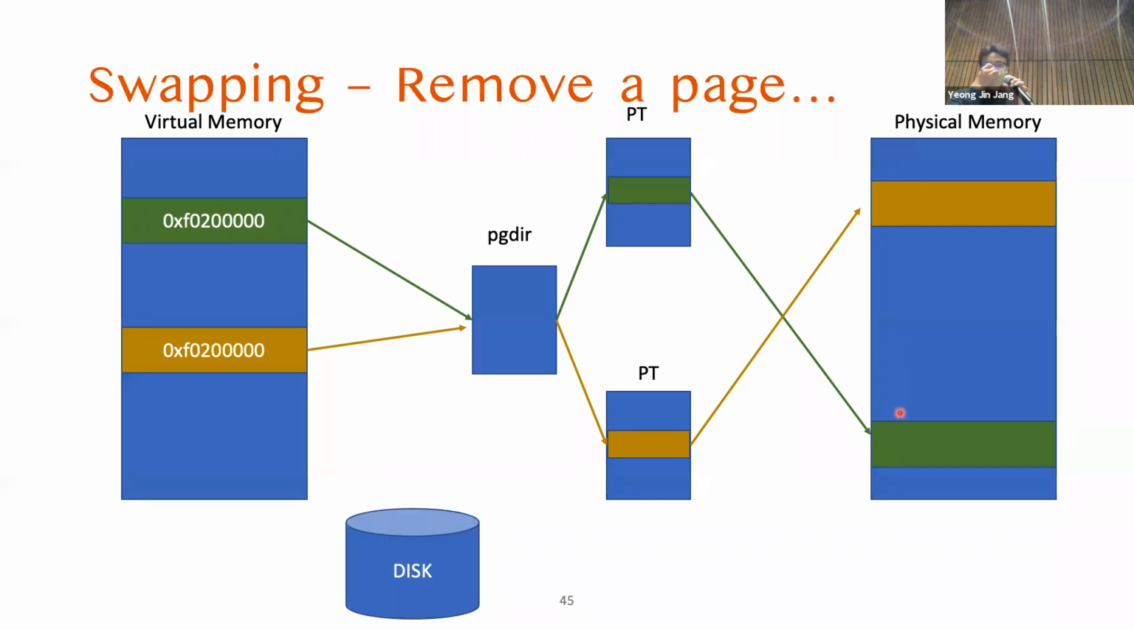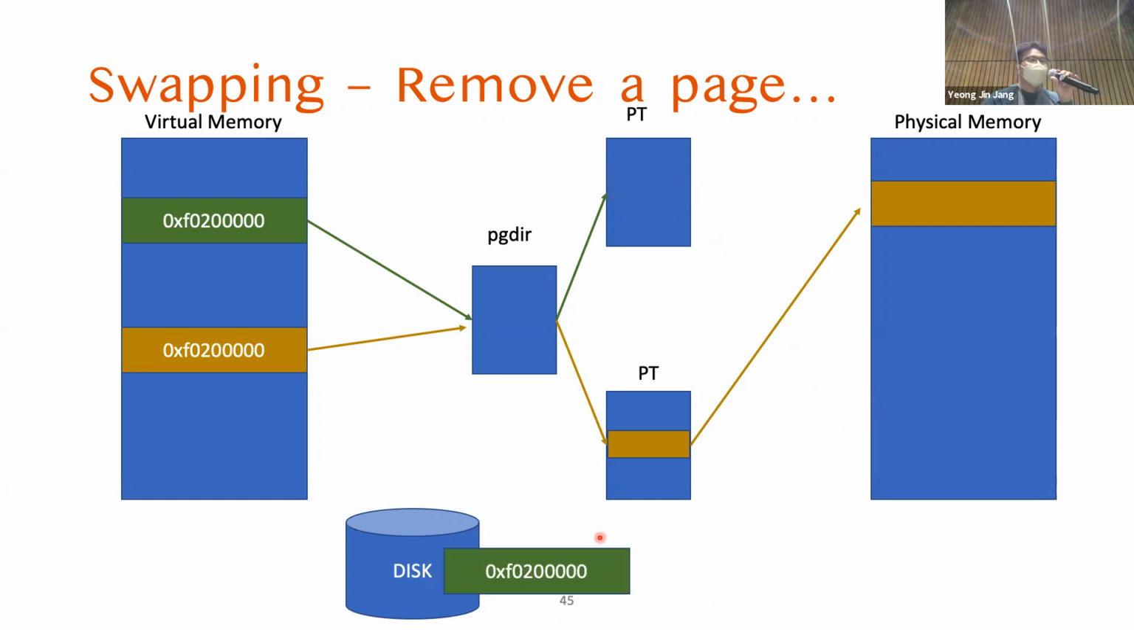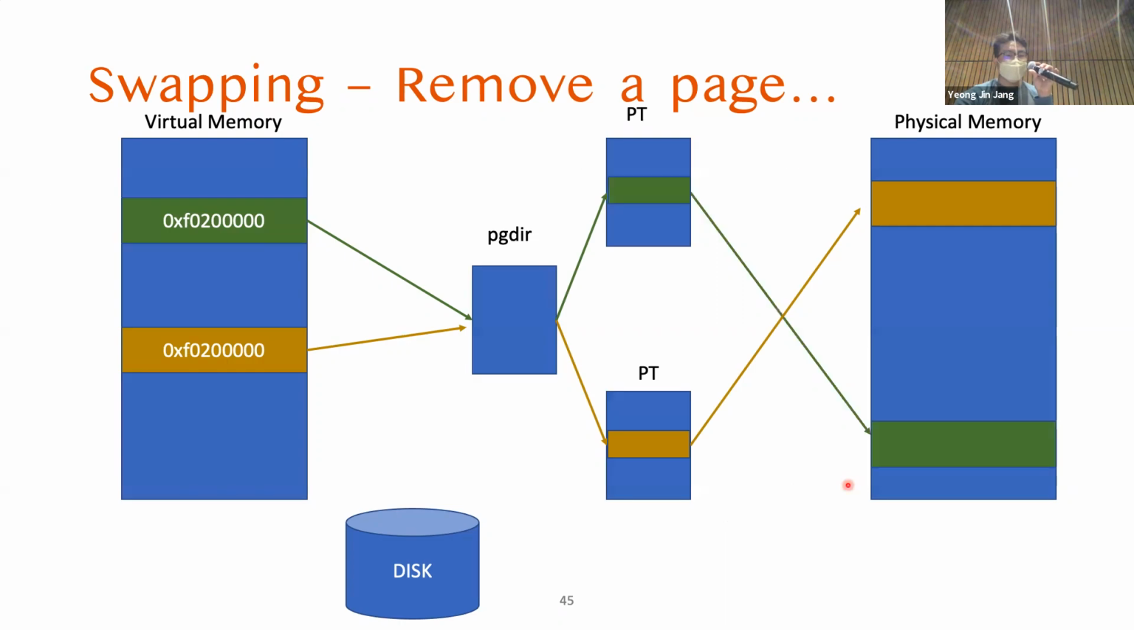And then suppose we need to remove a page from mapping. Suppose we have a disk here. Then what we will do is just remove this page and store that onto the disk. But when we store that, we need to record that this virtual address corresponds to this physical memory. Because the physical memory is limited, we only have 8 GB or something. So we remove one page from the physical memory and store that onto the disk.